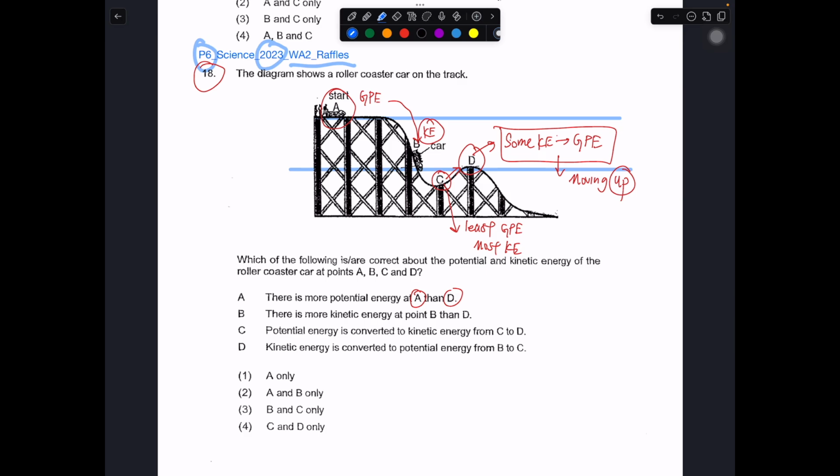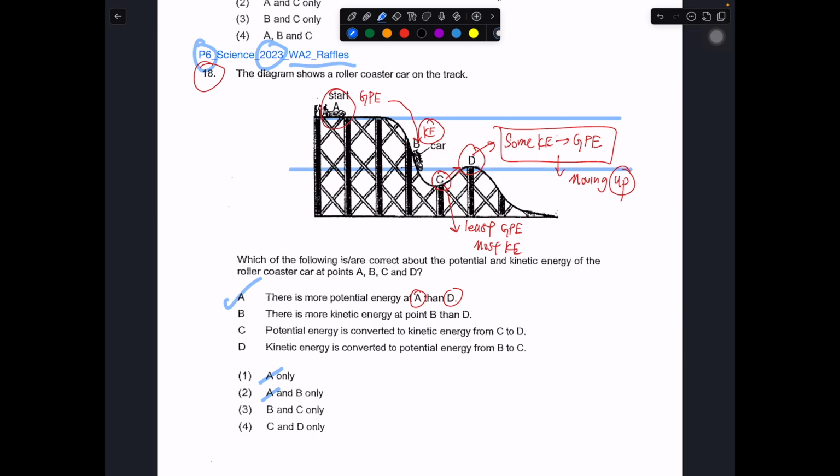Correct. An object at a higher height will have more GPE as compared to an object at a lower height. So A is correct. Once A is correct, straight away you know that the answer could be 1 and 2. That means 3 and 4 are confirmed wrong. Now we take a look at B.